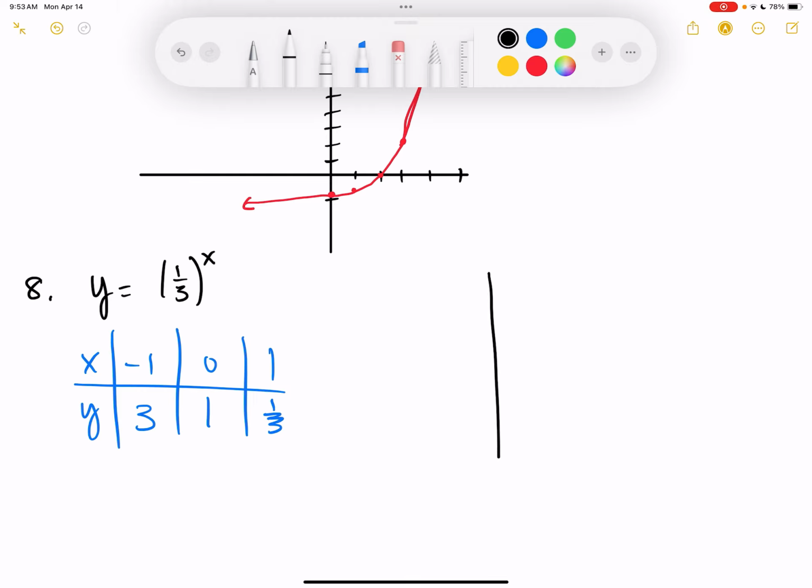Yep, so this is a decay one. I didn't note this, but this is 7.2, page 489. So -1 to 1, and we go up to 3. So notice at -1, it's up at 3. At 0, it's at 1. At 1, it's at 1/3. And so this one is basically just flipped.